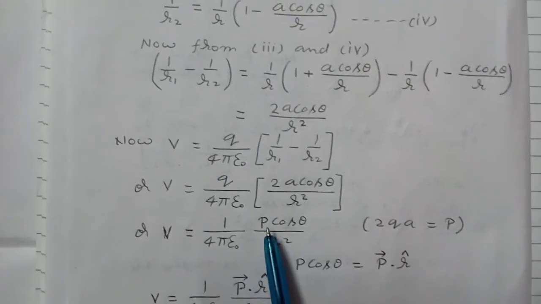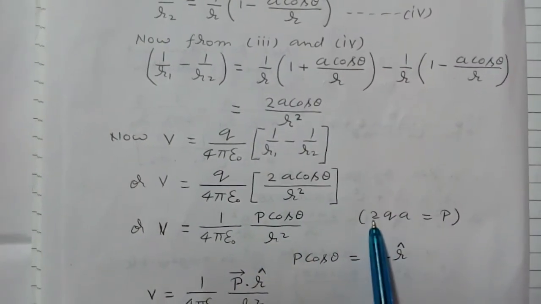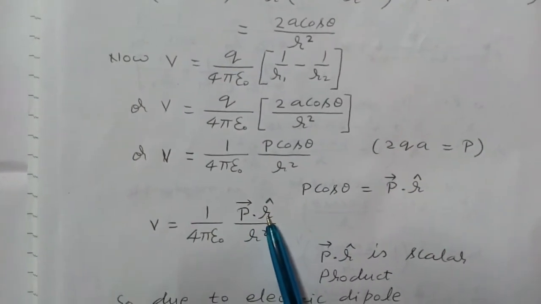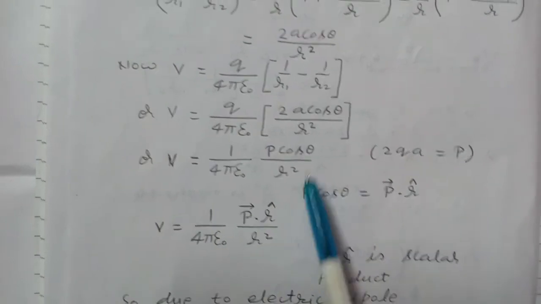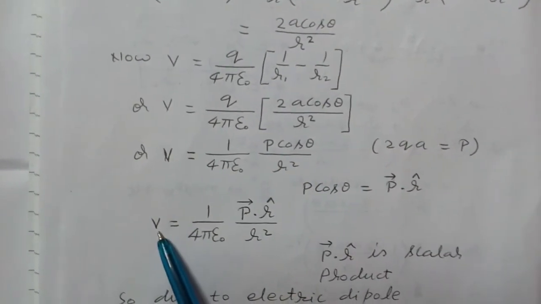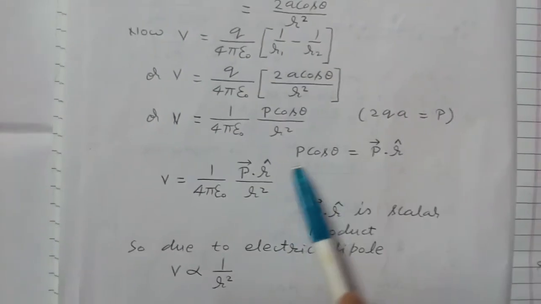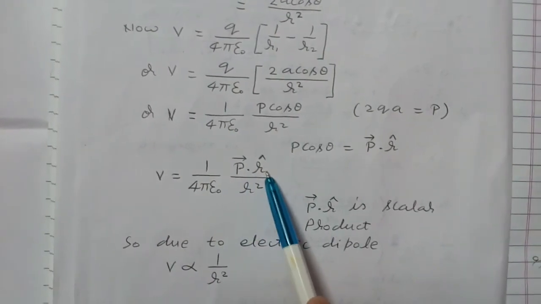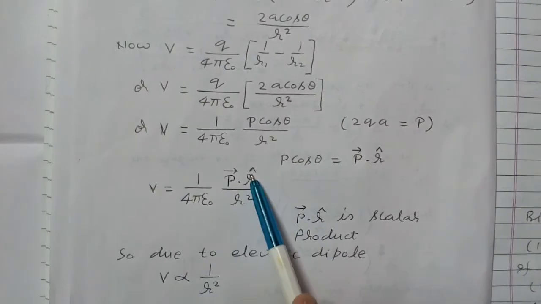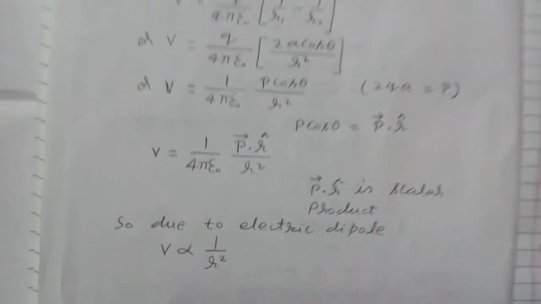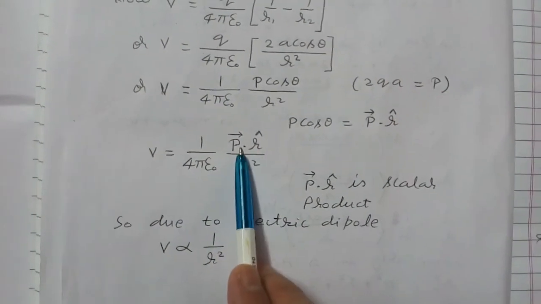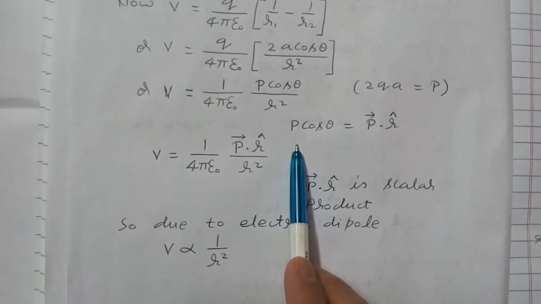Now what is p here? P is the electric dipole moment, which is equal to 2q into a. In vector form we can write V is equal to 1 upon 4 pi epsilon naught, vector p dot unit vector r cap. Now this product is scalar, so V is a scalar quantity, okay. Writing p cos theta as vector p dot unit vector r cap does not make V a vector. V is scalar because this is a scalar product, and theta is the angle between vector p and unit vector r.